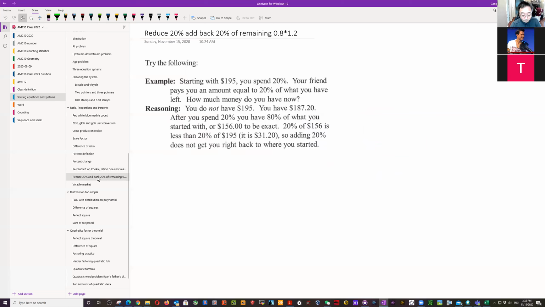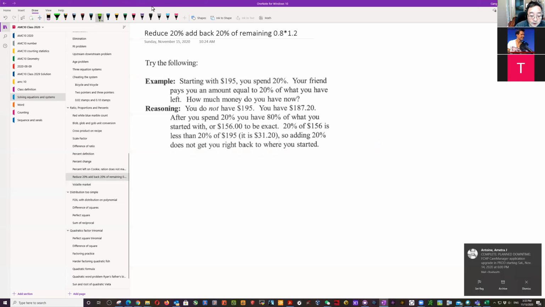And this is going to be the last problem. Starting with 190, you spend 20%. Your friend pays you an amount equal to 20% of what you have left. How much money do you have right now?